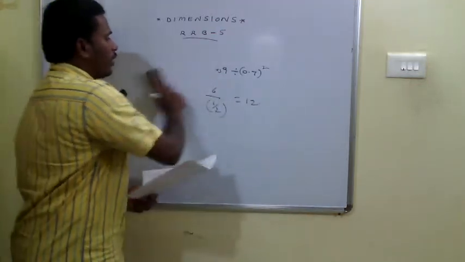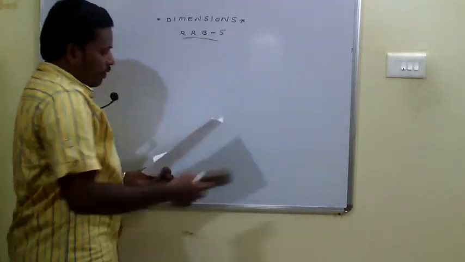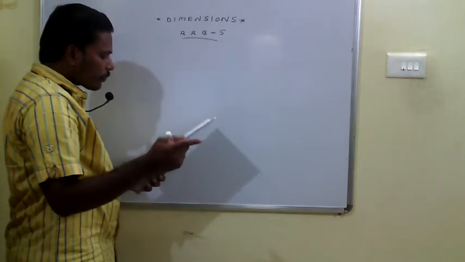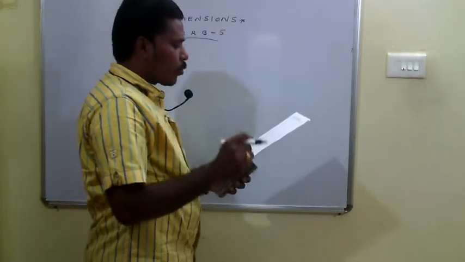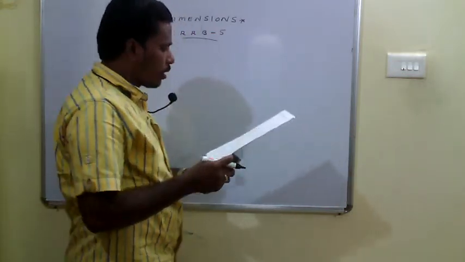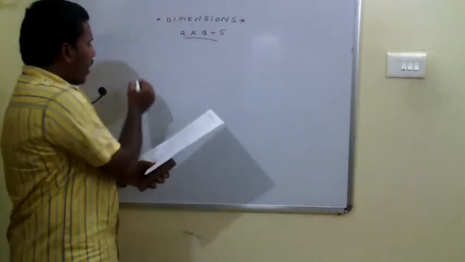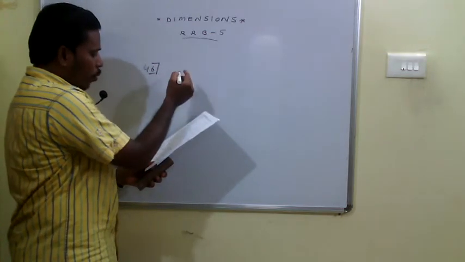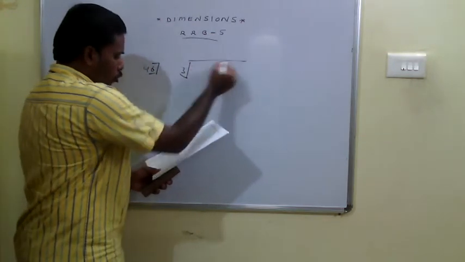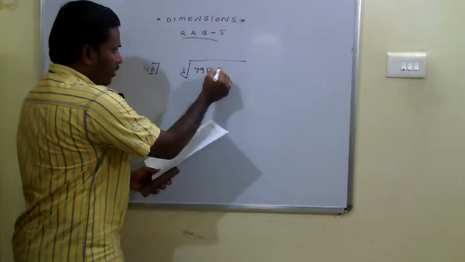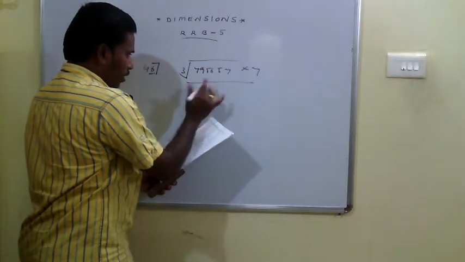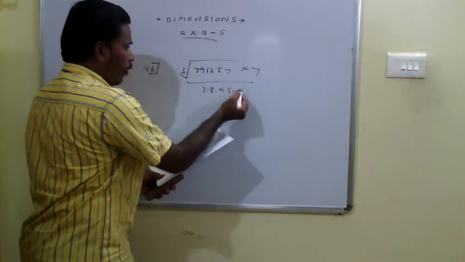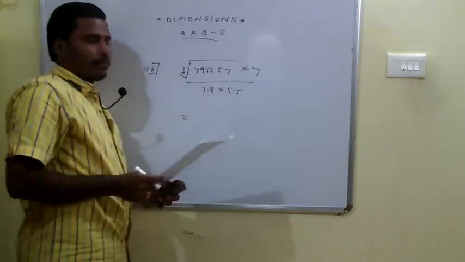Coming to the 45th problem, you need to divide completely and your answer will be: square root of question mark is 24 and the question mark is 576. Then coming to the 46th problem, where the cube root value is involved. Cube root of 795657 into 7 divided by 3.8 into 5.5, we need to simplify.